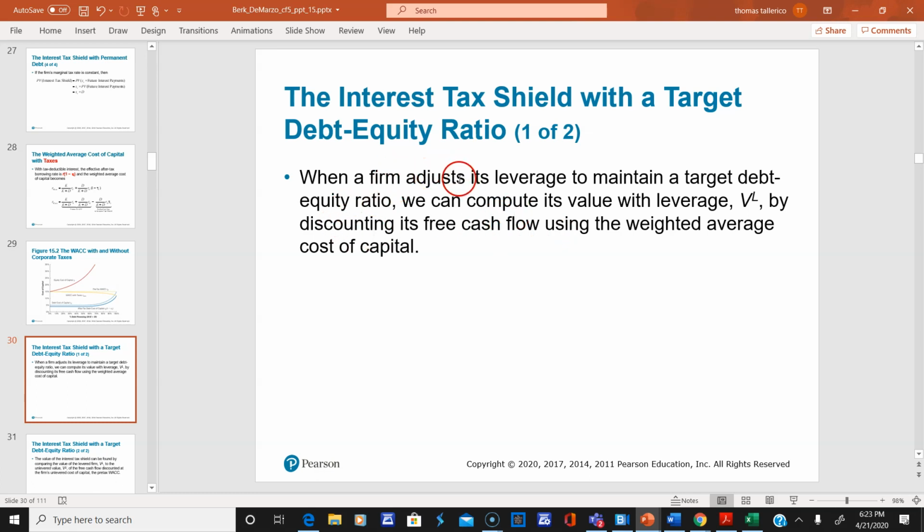So companies will adjust their leverage. And now you're looking at a target debt equity ratio here. They'll adjust their leverage to maintain a target debt equity ratio, and you can compute that with leverage by just discounting the free cash flows using the weighted average cost of capital. So you can do that.